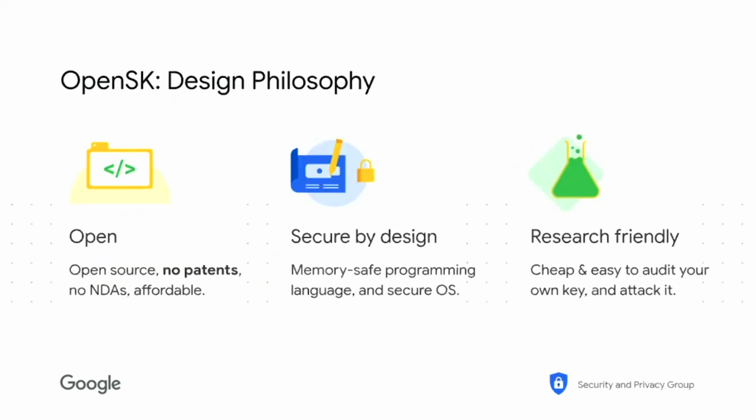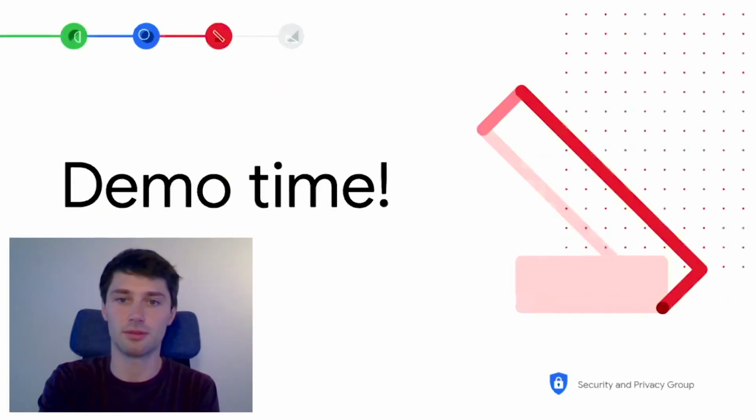OpenSK has no patents, so you can build affordable security keys. It is written in Rust for state-of-the-art memory protection, and it runs on the security-focused embedded operating system TockOS. Everyone can audit the firmware and build their own hardware. We think that making all steps accessible and reproducible in our projects establishes trust in security keys. Let's see how OpenSK performs under test in a live demo.